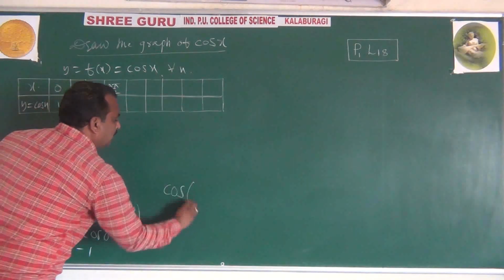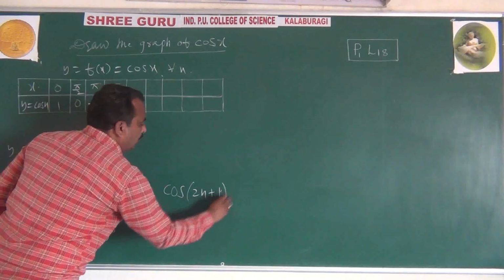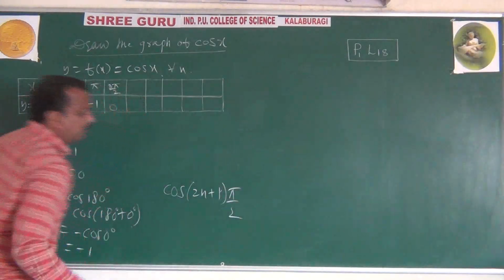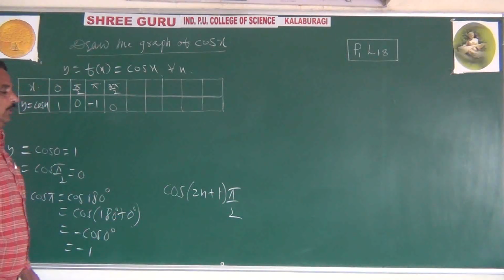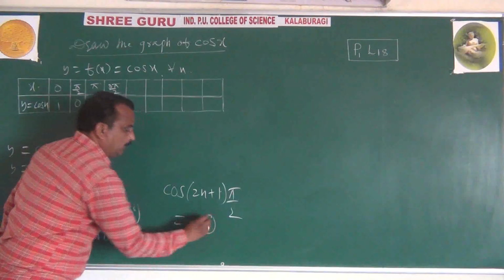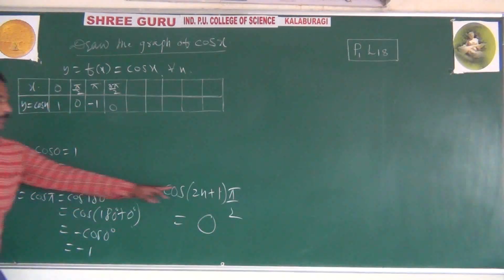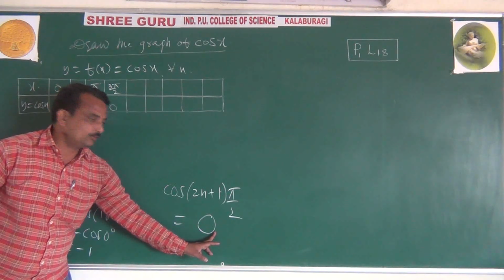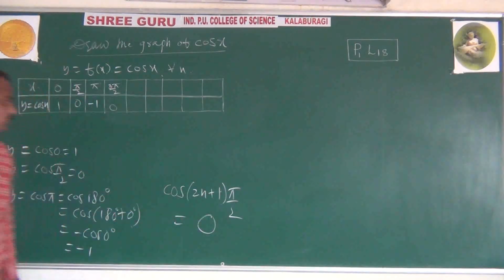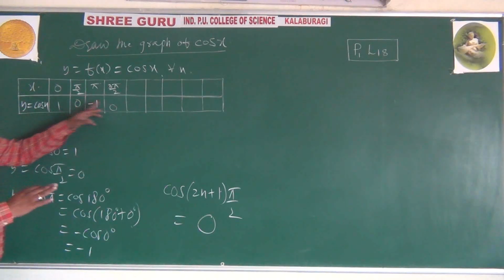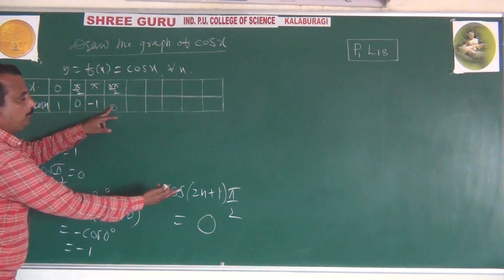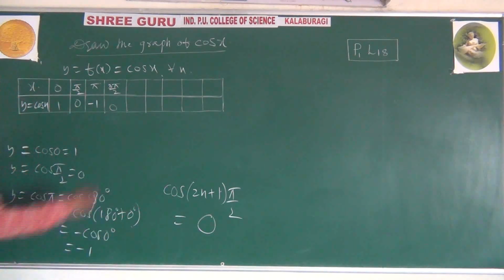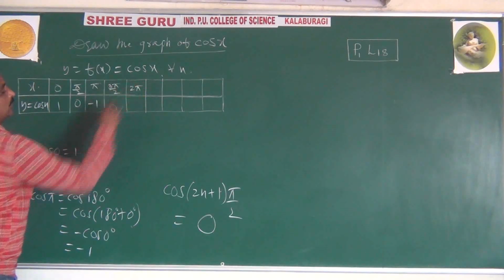Remember, students: cos of odd multiples of pi by 2 are 0. Sin of n pi's are 0. Cos of odd multiples of pi by 2 are 0. It means pi by 2, 3 pi by 2, 5 pi by 2, 7 pi by 2, all the values are 0. Then 2 pi. Let us calculate the 2 pi.